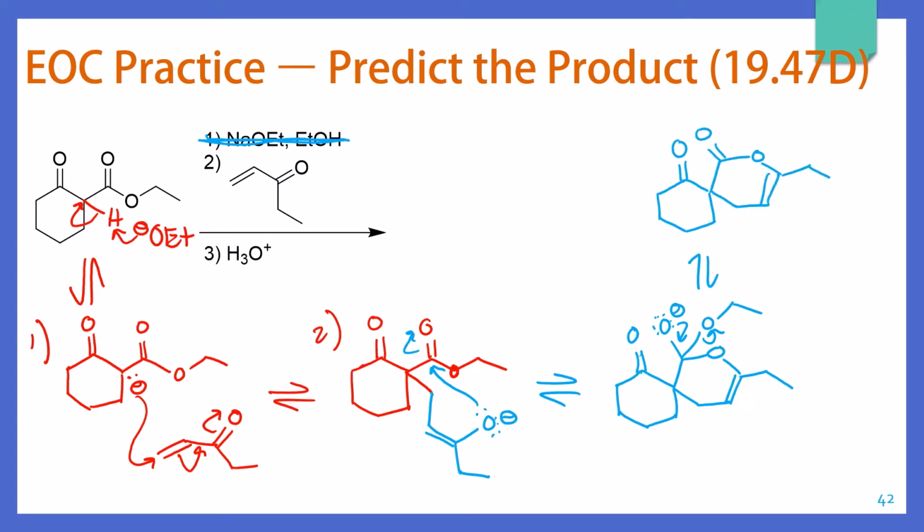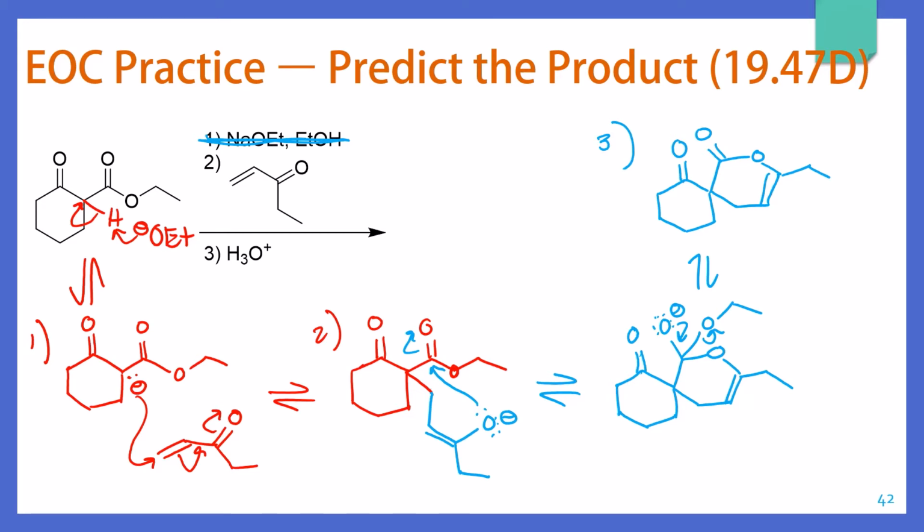which would then reform the pi bond, kick out the ethoxy group. And then the last step is just the aqueous acid workup that you would usually add after a Claisen type condensation. So also the formation of a 6-membered ring is going to be a very favorable reaction. So that helps contribute to why this occurs rather than just protonating here.